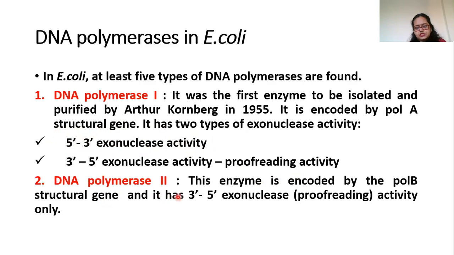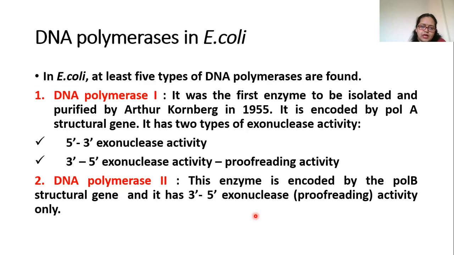DNA polymerase 2 is encoded by the polB structural gene, and it has only 3' to 5' exonuclease activity, also a proofreading activity only. So you can see these are the differences. You should know that DNA polymerase 1 has both exonuclease activities, while DNA polymerase 2 has only 3' to 5' exonuclease activity. So not only one enzyme is involved in exonuclease activity. If there is another enzyme also, if any problem is there, it would correct it.